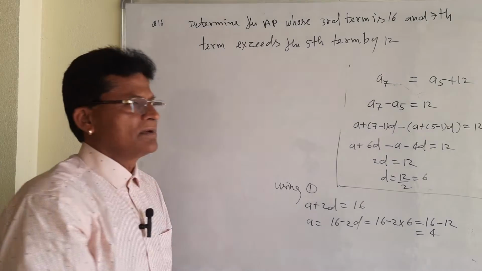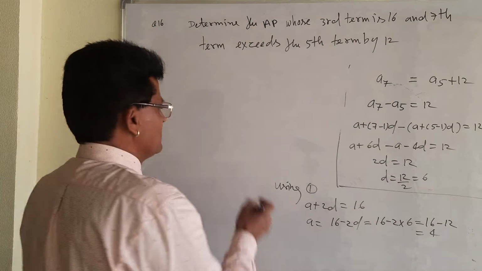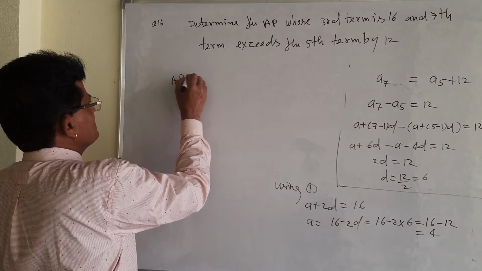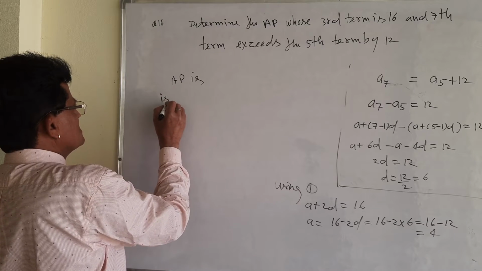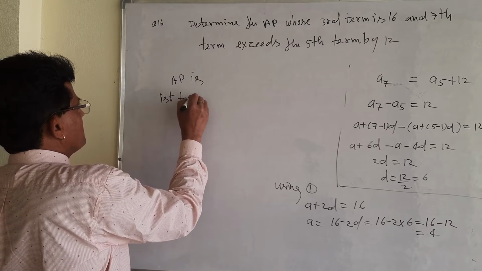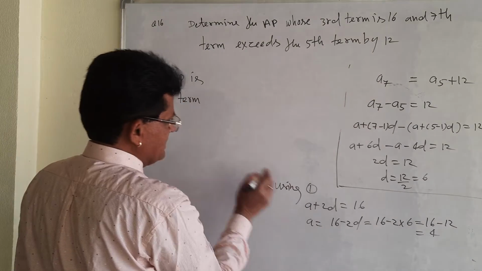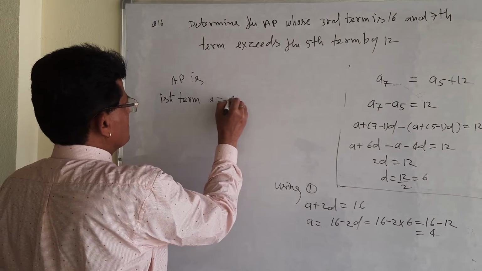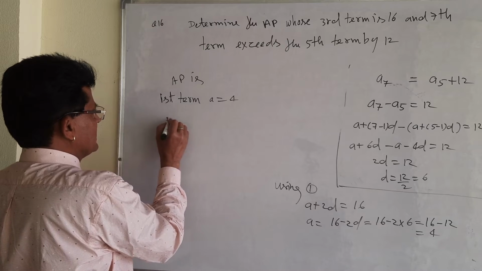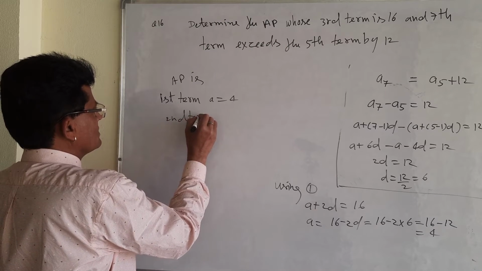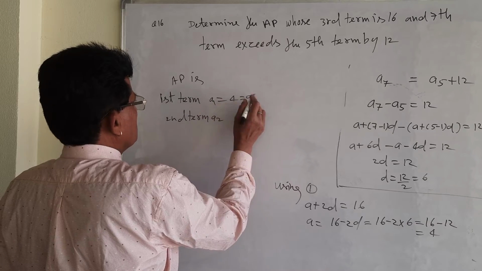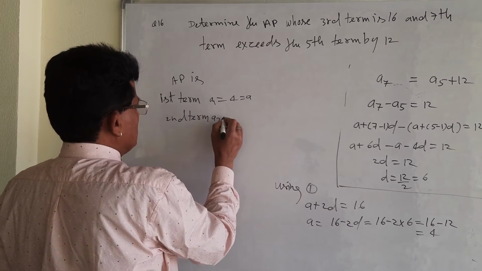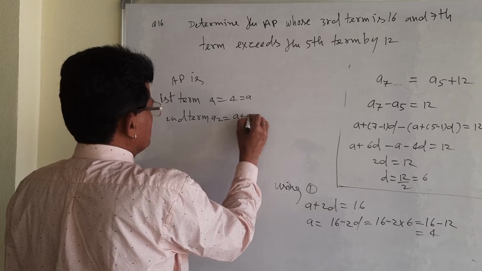See my dear student, the AP's first term is A, which is equal to 4, or you can say A1. The second term means A2, that is A1 plus D, so A2 will be equal to A plus D.